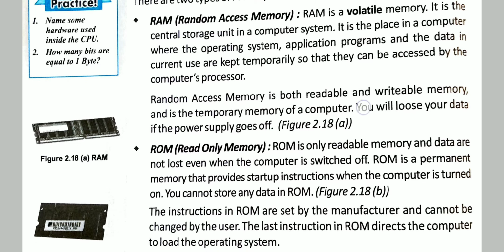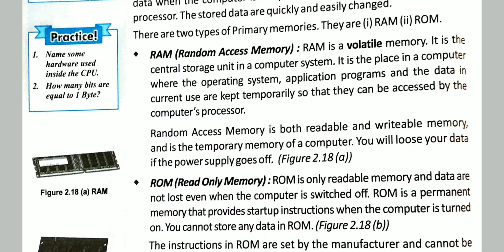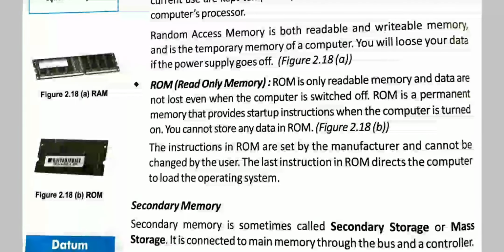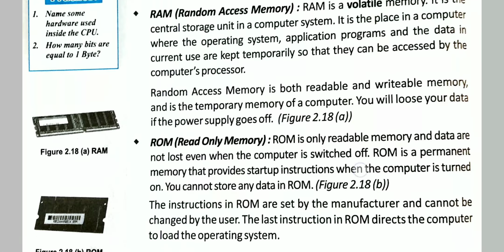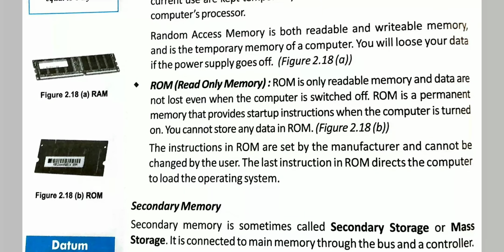temporarily. So what the CPU is doing, or the CPU needs temporary memory to store values temporarily, it uses RAM. What does ROM do? ROM is only readable memory, so data are not lost even if the computer is switched off. So in read-only memory, they store the things which are not going to be vanished or erased when the computer is switched off.